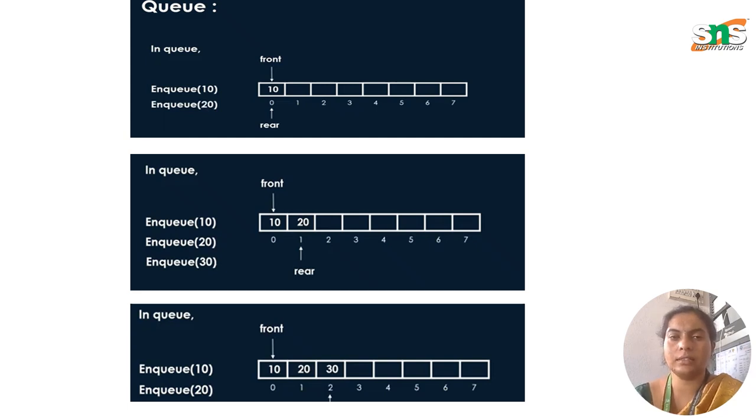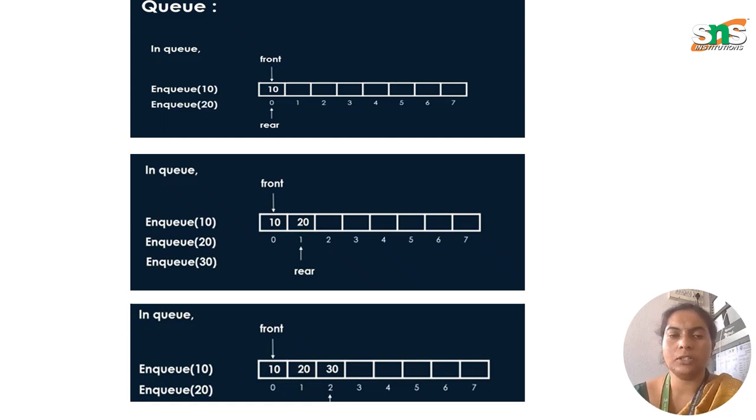Next it will be searching for the next operation, and the next one we get is Enqueue of 20. So Enqueue of 20 shows that the element 20 has to be inserted into the queue. After 10, the rear pointer will be moving to index 1, and the front will be remaining at index 0.